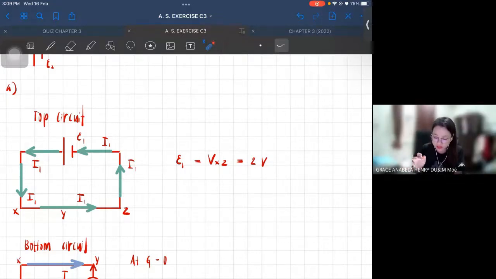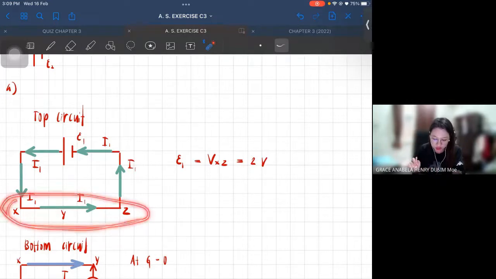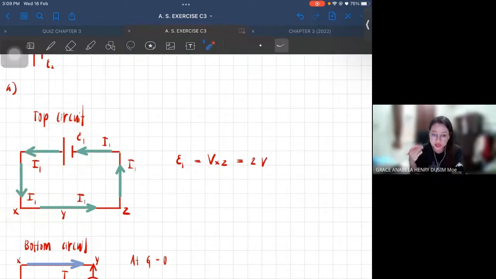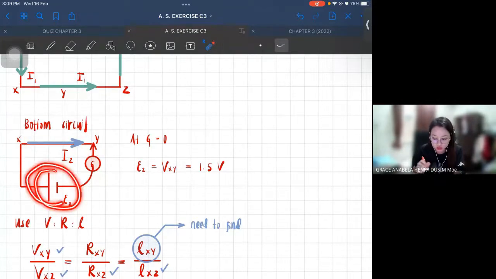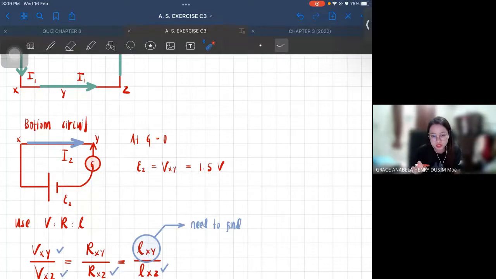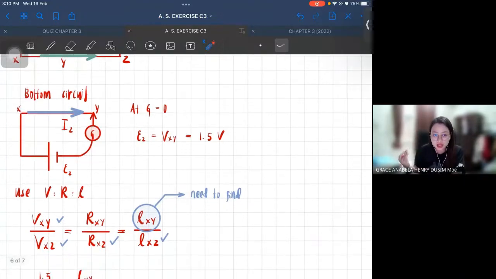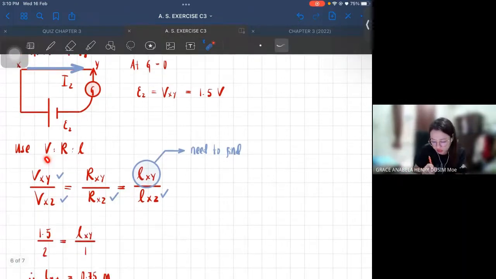So the top circuit apa dia bagi tahu is the voltage of this wire here, which is equal to the EMF 1. And then kita tengok pula the bottom circuit. So bottom circuit, there will be no current flowing here. There's only gonna be current flowing at this potentiometer wire sini. Sebab the galvanometer punya reading is equal to 0. So apa maksud galvanometer reading equal to 0? Maksud dia the voltage across point X and Y should be equal to EMF 2, which is equal to 1.5 volt. Okay, boleh kah? Ini untuk konsep for the bottom circuit. Okay, so dari sini baru kita akan apply the ratio between voltage, resistance, and length lah.